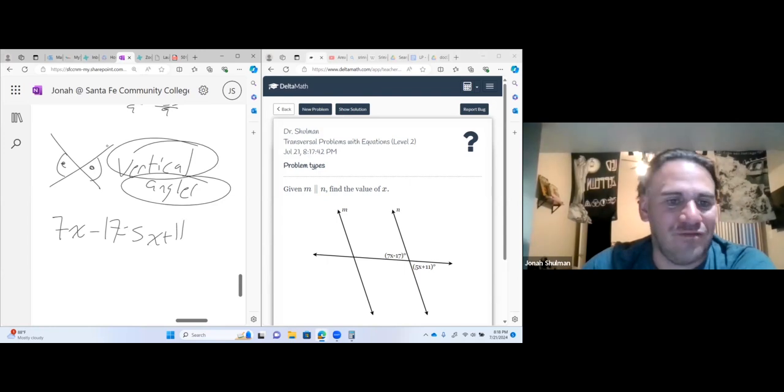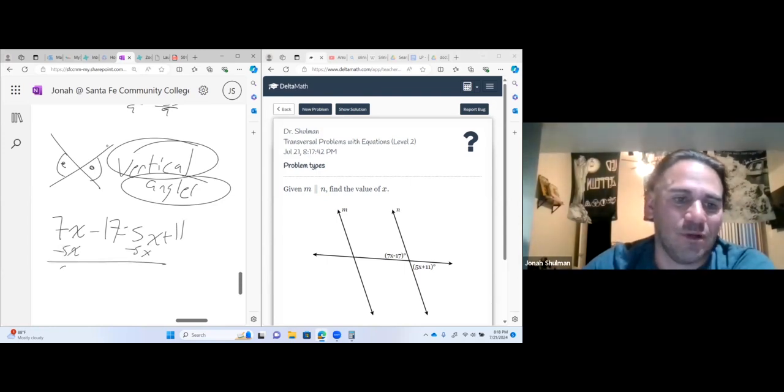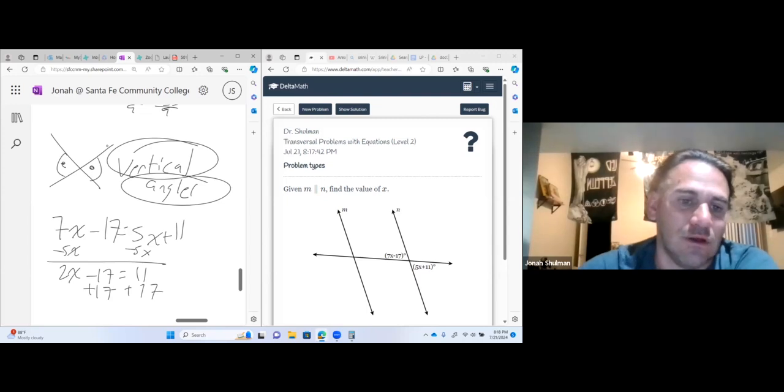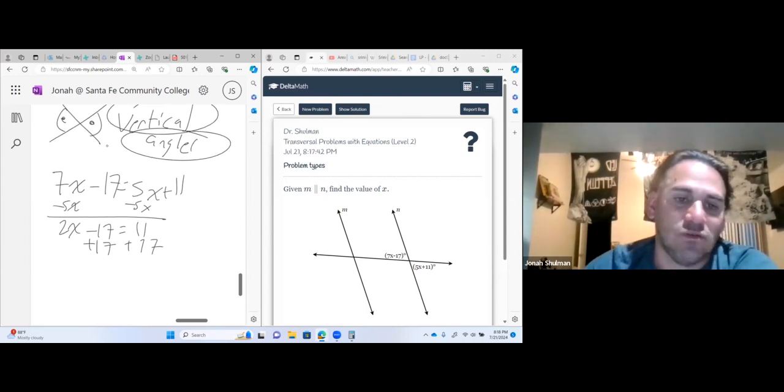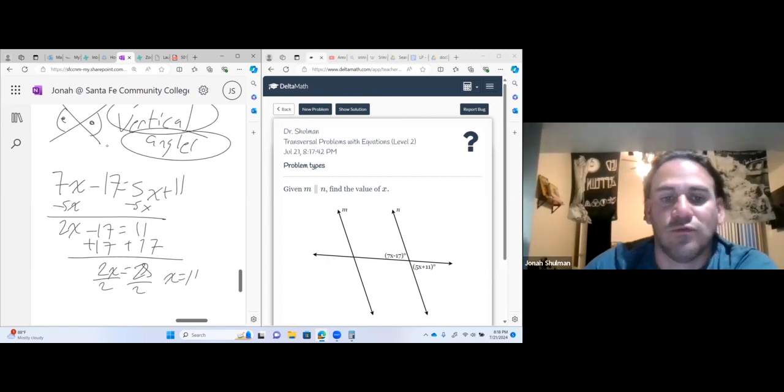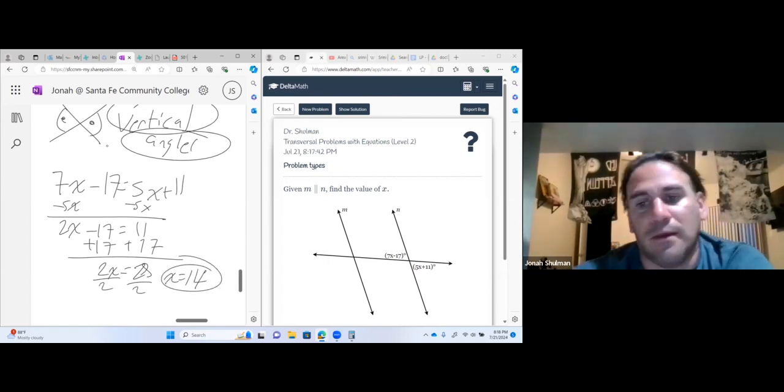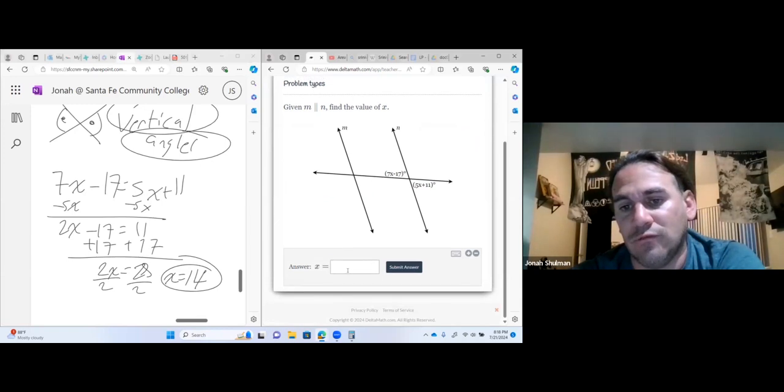All we're going to do is solve. Always leave your X on the left. I know this isn't the algebra part, but I promise you, anytime you have an inequality, it'll help you out a ton. Plus 17 to both sides. 11 plus 17 is what? 28. We divide both sides by 2. We're left with X equals 14. And that's where we have it. We have 14.